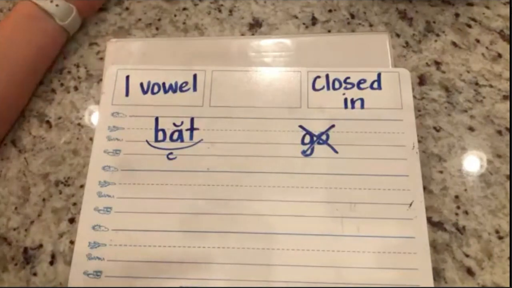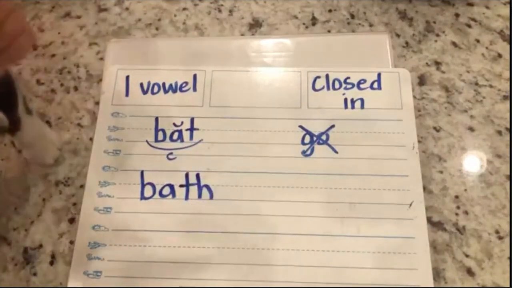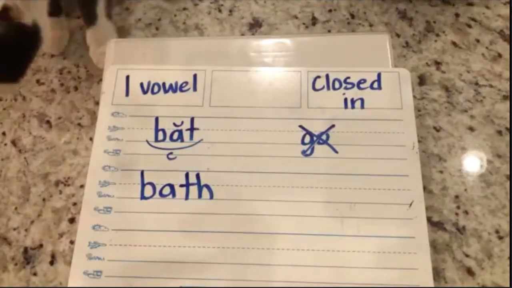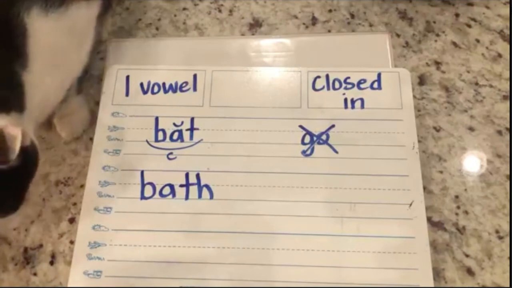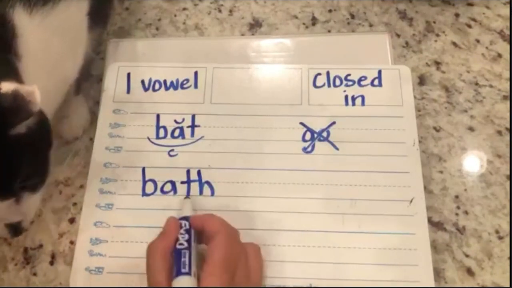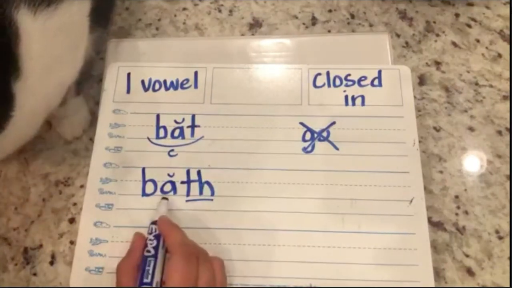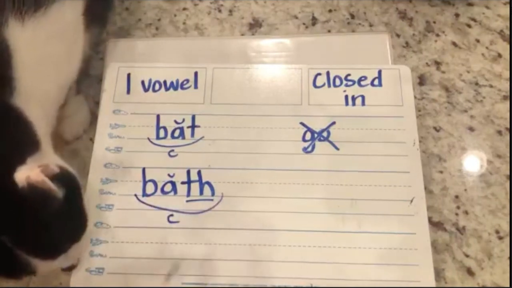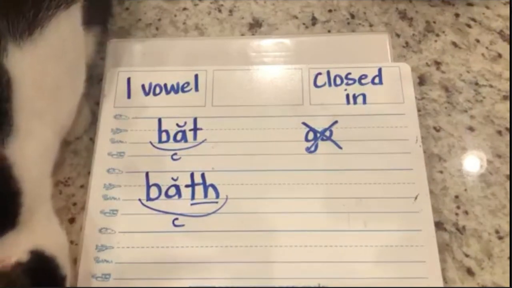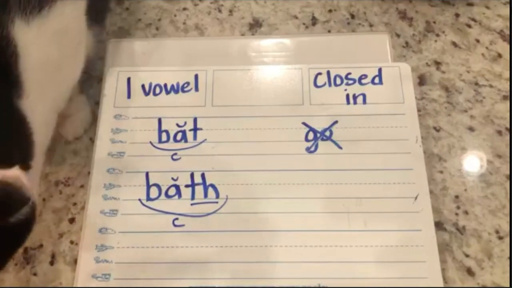Let's try the word bath. B-a-th. Is this word closed? That's right, it is. It's one vowel and it's closed in by this digraph. I can underline my digraph and put a breve over my short vowel, and I know this word is closed. I'm going to write a few on the board and I want you to see if you can tell me if it's closed or not.